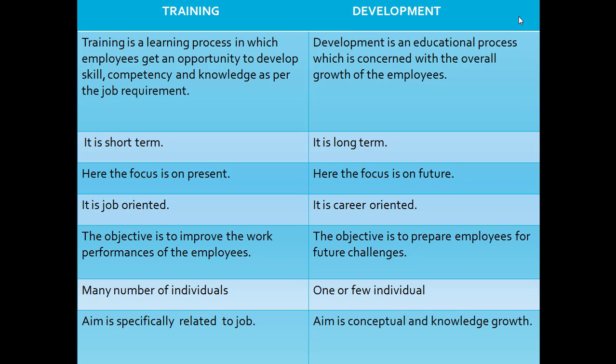The aim of training is specifically related to the job, right? Because it's only about the skills, competencies and knowledge which are required to perform the job. Whereas the aim of development is conceptual and knowledge growth of an employee, right? So this is the difference between training and development. So we can say that training is a subset of development, right? Subset means just a part of development.